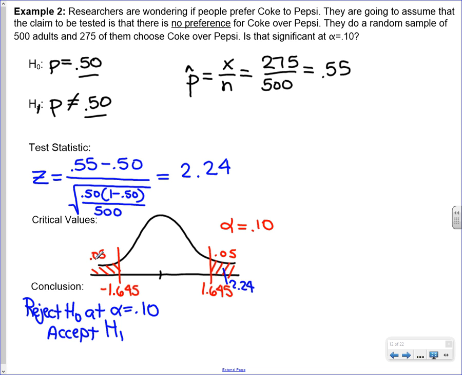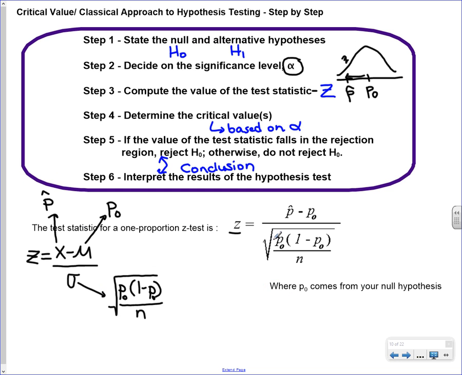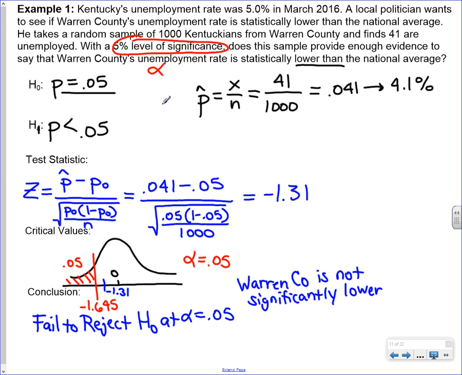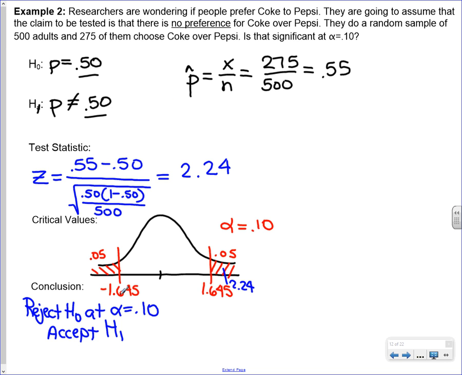Our critical values, because we have an alpha equal to 0.10, that means that we want 0.05 in both tails. But on our chart, we can look up alpha of 0.1 here. We're using two-tailed alpha equal to 0.10. That's a 1.645. So we use the positive and the negative. So in this tail, it's negative 1.645. In this one, it's 1.645. So we've set up our rejection regions.